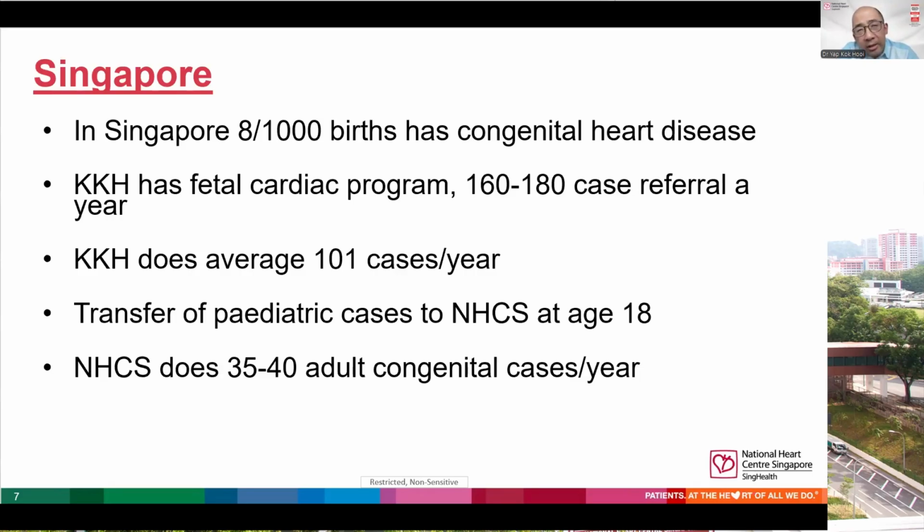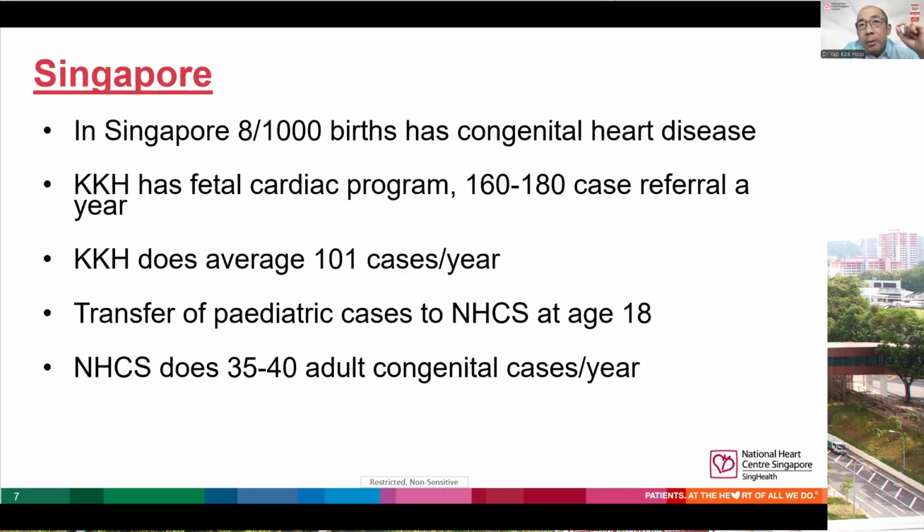And the age, I think, is different from male to female, but around 18 years old, those patients will be transferred to National Heart Center, the adult congenital heart surgery team. In National Heart Center, we do about 40 cases for adults who have congenital heart disease. Some of the congenital heart disease is diagnosed during adult stage.